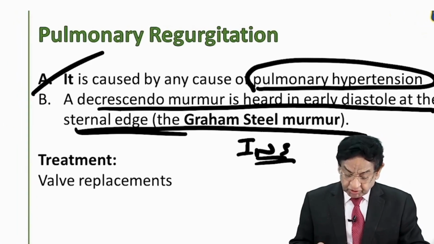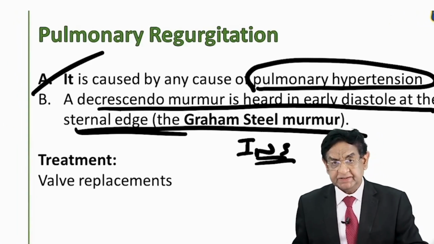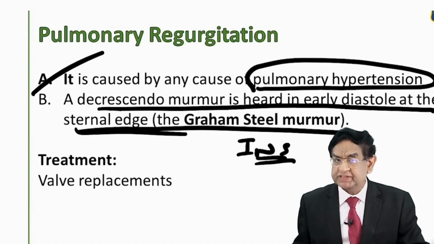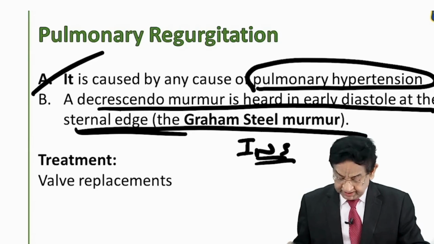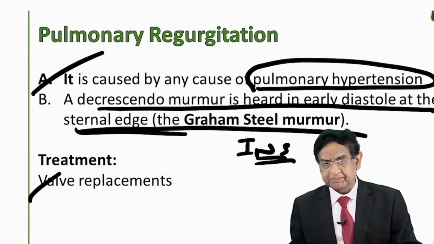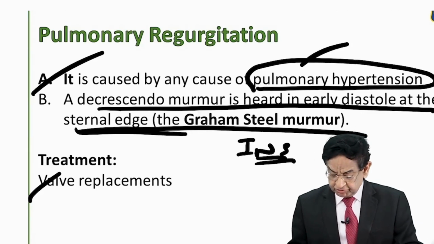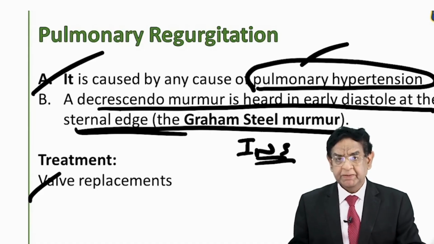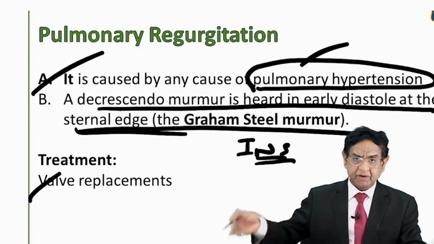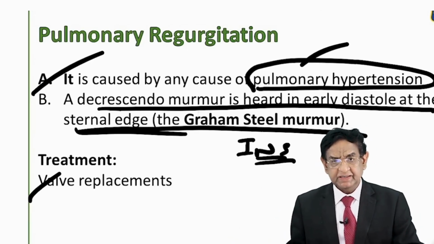Treat the basic cause of PAH, but if the valve is involved, which is very uncommonly involved, then we can go for valve replacement. But it's usually not needed. You have to treat the basic cause which is causing pulmonary arterial hypertension, about which I'm going to talk in detail just now.